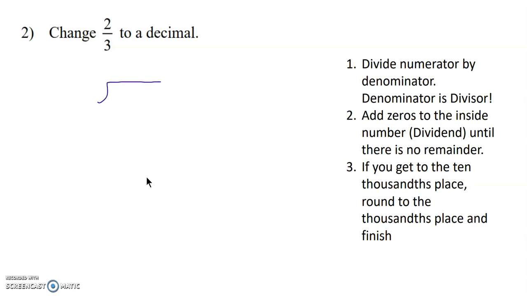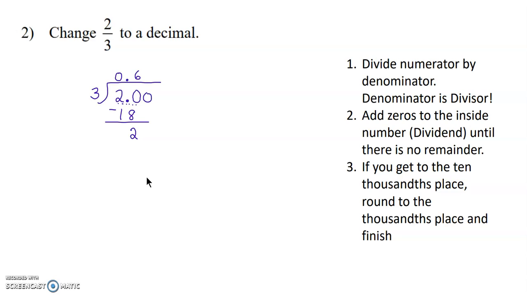For number 2, we're going to change 2/3 to a decimal. So we create our long division. Our denominator is our divisor, and our numerator is our dividend. So we place our decimal, pop it up in the quotient, and add a 0, and we can begin to long divide. 3 goes into 2, not at all. So we move over, taking the 0 to make 3 into 20. 3 goes into 20 6 times. 6 times 3 is 18. We subtract 20 minus 18 and we get a 2.